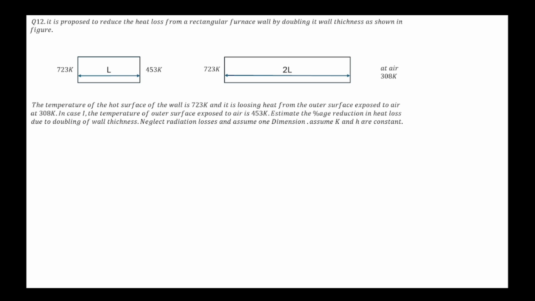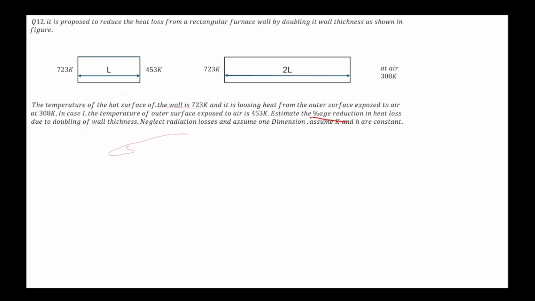It is proposed to reduce the heat loss from a rectangular furnace by doubling its wall thickness, as shown in the figure. Very first we have a wall thickness L, then we make it double to reduce the heat loss. The temperature of the hot surface of the wall is given. When we extend the wall thickness, this temperature will change. In case 1, the temperature of the outer surface exposed to air is 453. Estimate the percentage reduction in the heat loss.